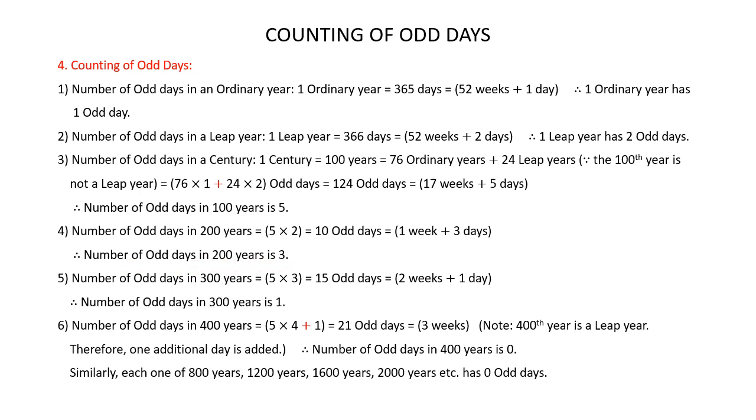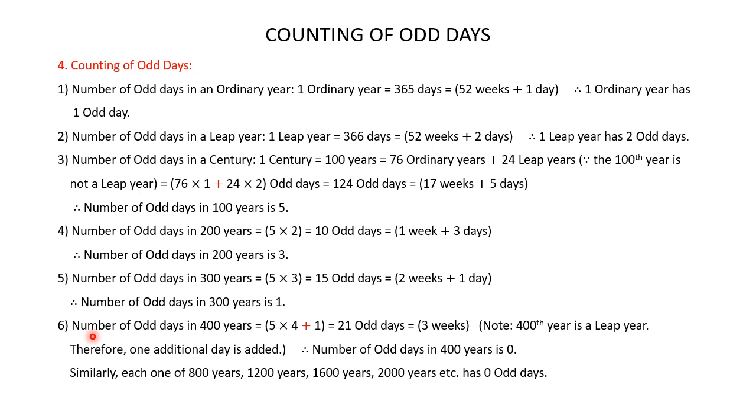So number of odd days in 200 years is 3. Number of odd days in 300 years. We know that the number of odd days in 100 years is 5. So number of odd days in 300 years would be 5 multiplied by 3, which is 15 odd days. 15 divided by 7 gives us 2 as the quotient and 1 as the remainder, which means there are 2 weeks and 1 odd day. So number of odd days in 300 years is 1.